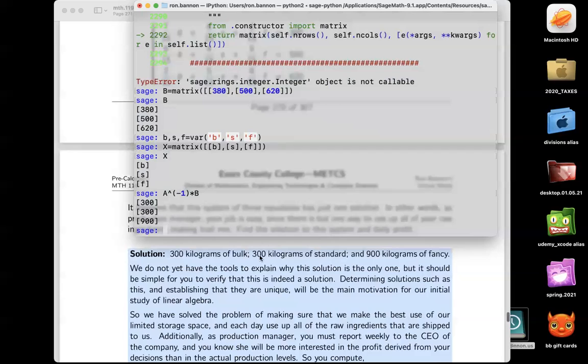300, that's the B problem. 300, that's the S. And the F was 900. We did pretty good. All right. Okay. That's it. I know it's difficult. You want to get your feet wet. The more clarity you get on this, the easier it is to move forward when you start to use a computer to solve real world problems.